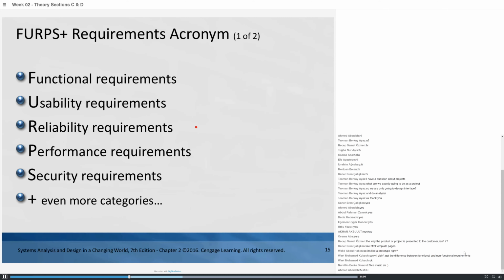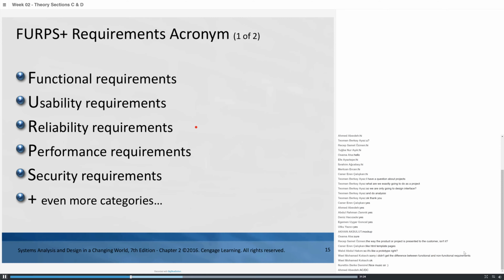the system should be dependable. Also, for performance, if the system crashes, it should be rebooted, the service should be running within 10 seconds. Yeah, you can define such things.